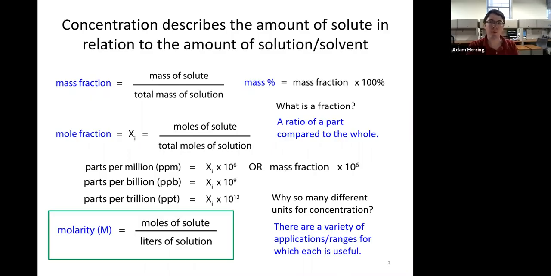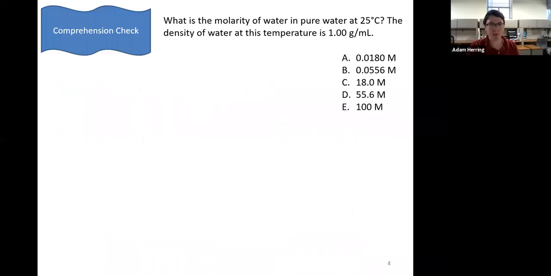And that's the one that we're going to focus on for the most part in Chem 110. All right, so let's do a practice problem here. We want to know what's the molarity of pure water at 25 degrees Celsius. And we're given the density at this temperature being 1 gram per milliliter. My recommendation when you're converting from one unit to the other is to start by defining the units that you are trying to convert to. So we want to find the molarity.